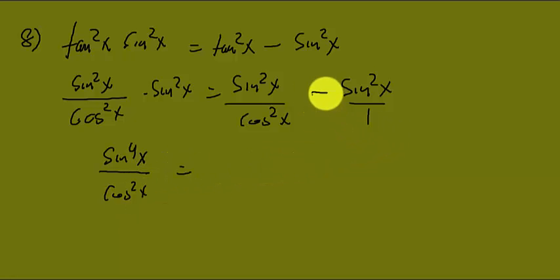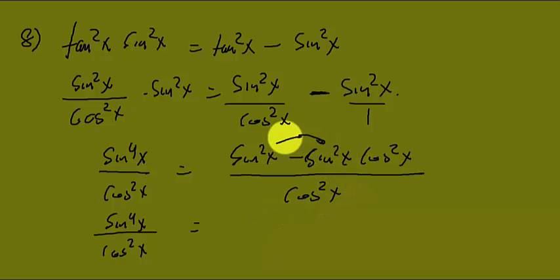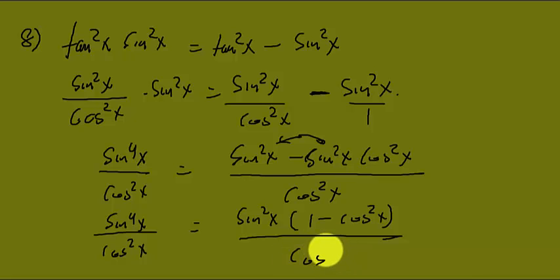Right hand side, this is subtraction, so I have to have a common denominator. My common denominator is cosine squared x. So multiply top and bottom by cosine squared x here. So I'm going to get sine squared x minus sine squared x times cosine squared x. Now they all have the same denominator, which is cosine squared x. Left side stays as sine to the 4th of x over cosine squared x. Right side, I can factor out a sine squared. That will leave me with sine squared x times quantity 1 minus cosine squared x, all that over cosine squared x.